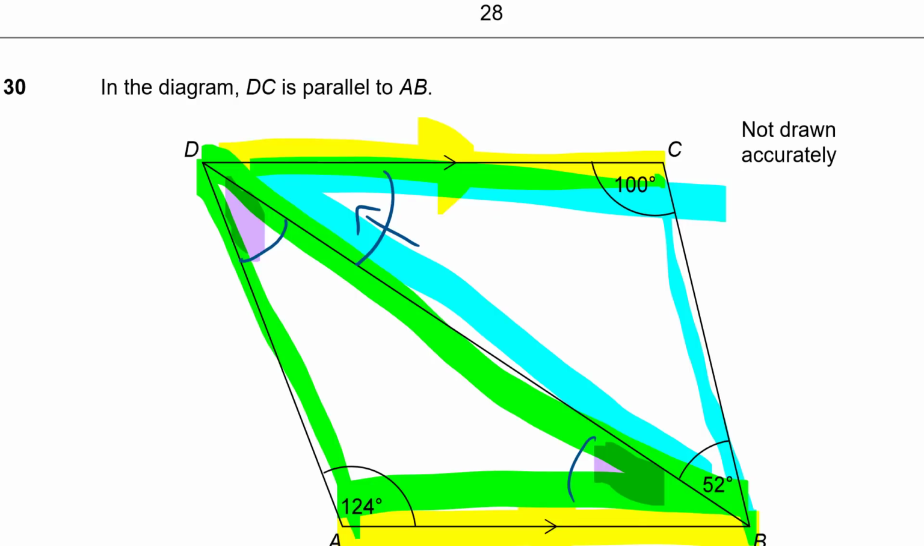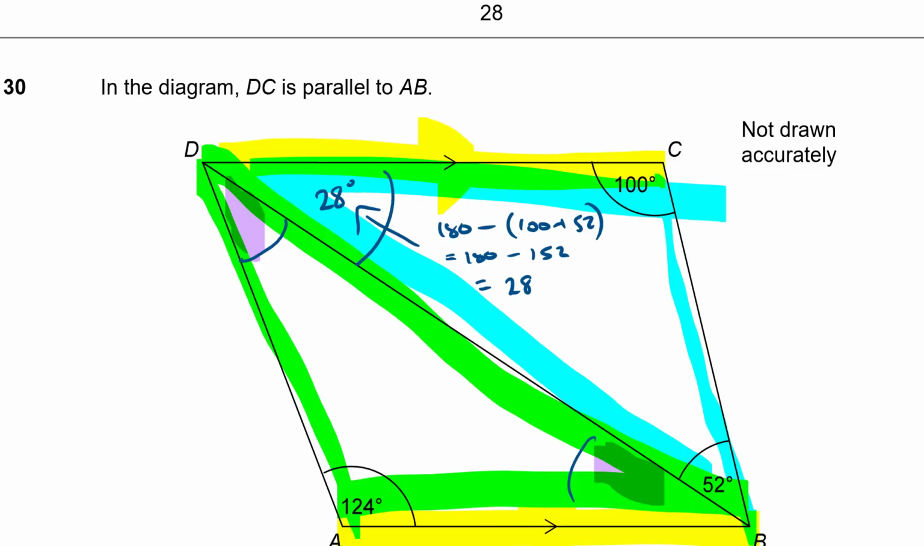So I know that that angle is equal to 180 minus the other 2. So it's going to be 100 plus 52. 100 plus 52 is 152. So 180 minus 152, what's that equal to? So 180 minus 150 is 30, and 30 subtract 2 is 28. So that angle there is 28 degrees. Okay, so I know that one's 28.